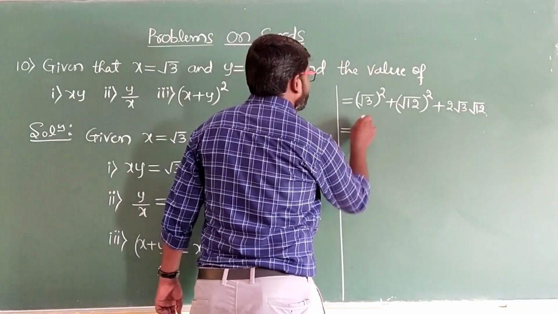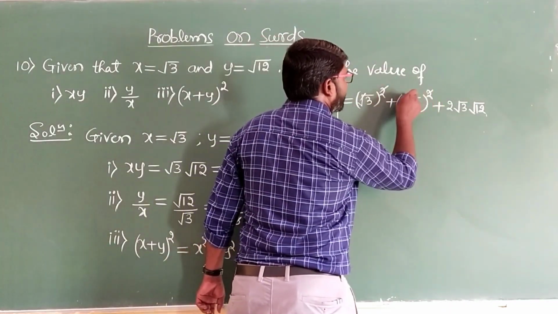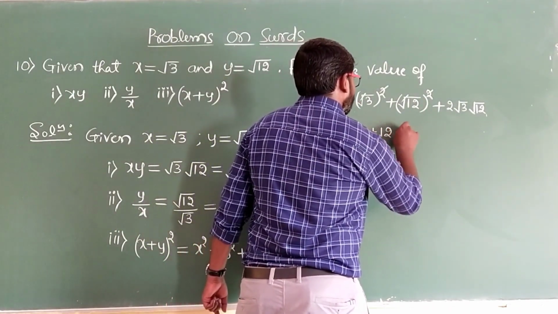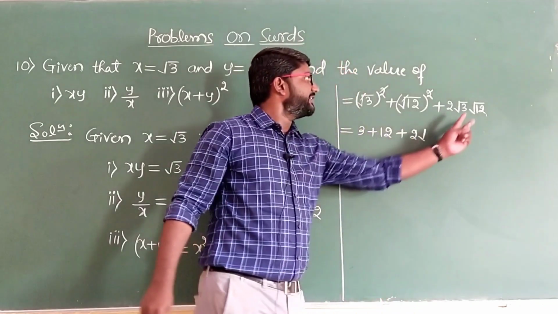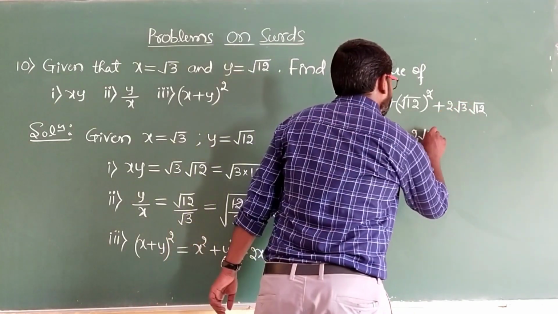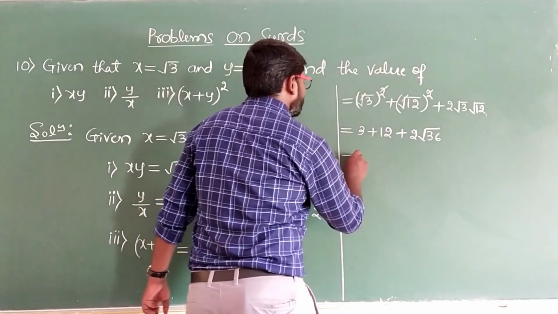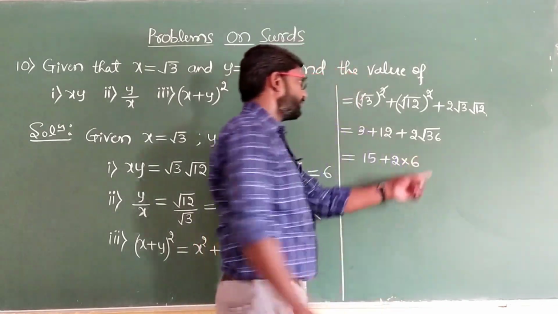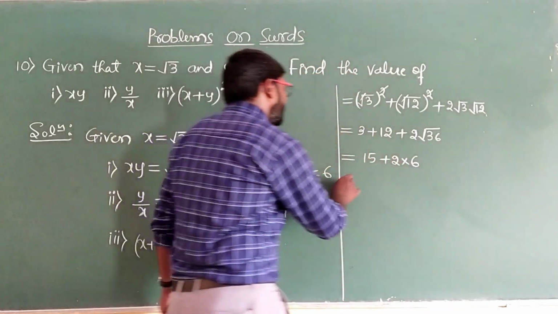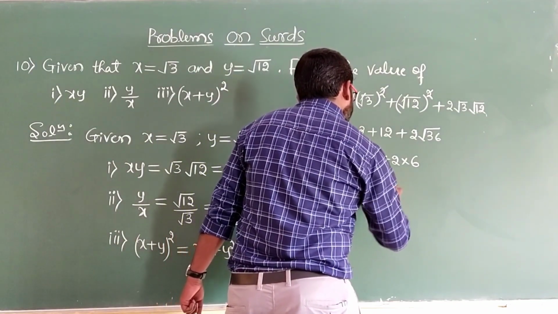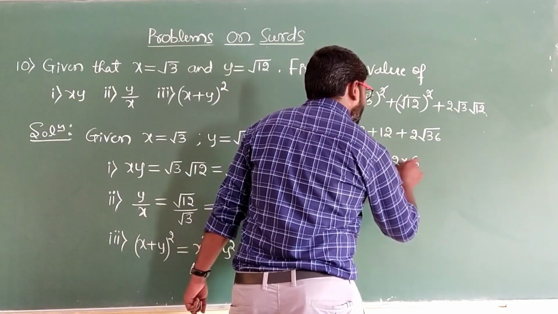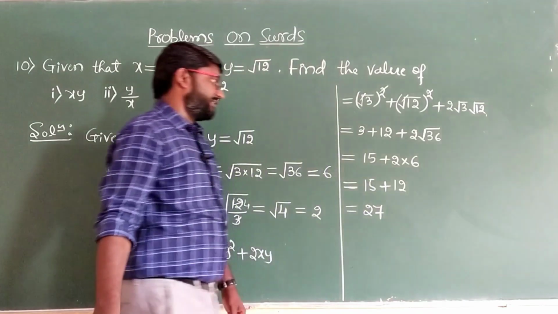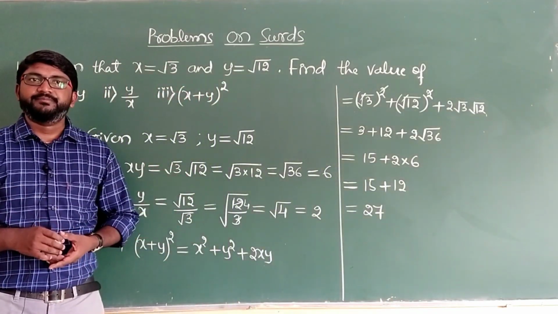Now here square and root get cancelled, and square and root get cancelled. We have 3 plus 12 plus 2 times square root of these two multiplied. We get root 36. So 3 plus 12 is 15, plus 2 into 6. Root 36 will be 6. So now 15 plus 2 into 6, it is 12. So overall we get 27. So this is all about the 10th problem.